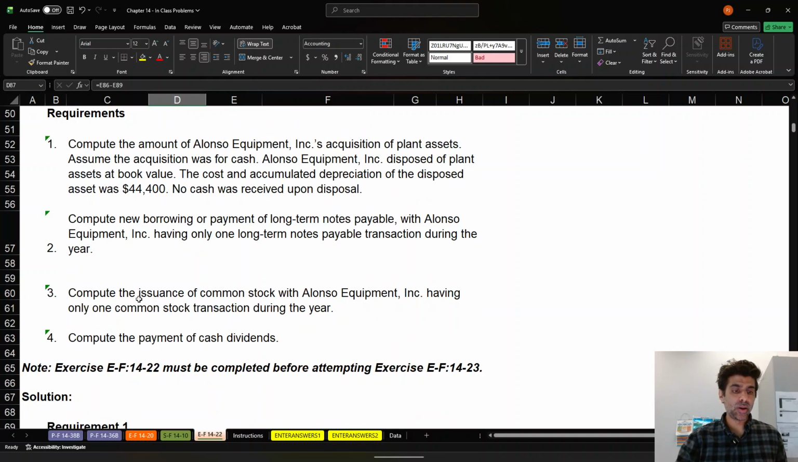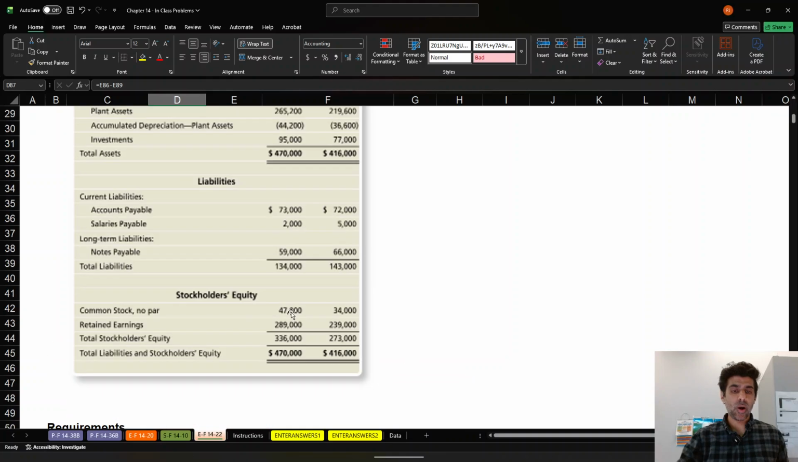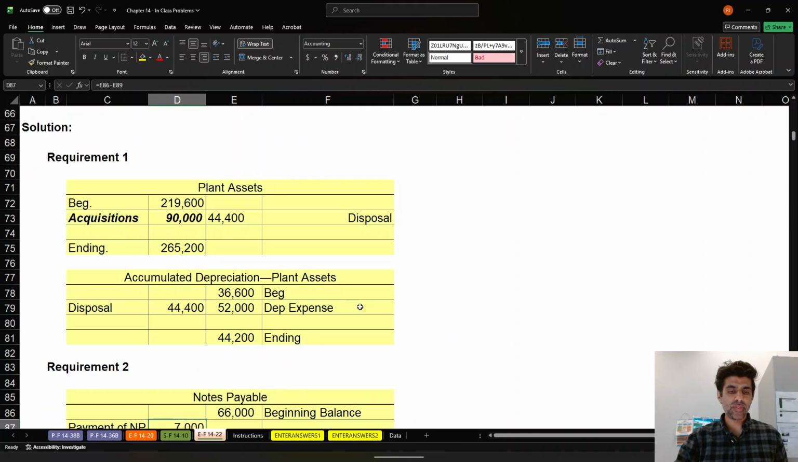It's the same thing with this issuance of common stock. There's also only one common stock transaction. It's not like we were issuing stock and then buying some back. We just had one common stock transaction. So all you have to do is look at what happened to common stock. You can see that our common stock no par value went up, from 34,000 to 47,000.